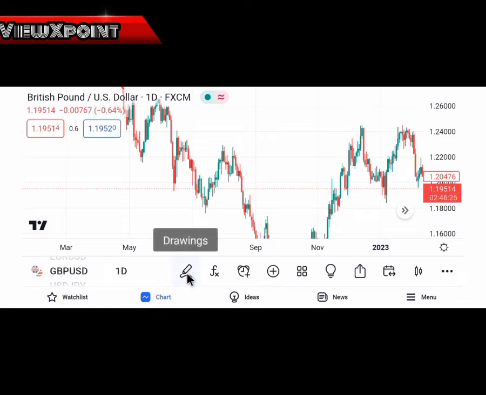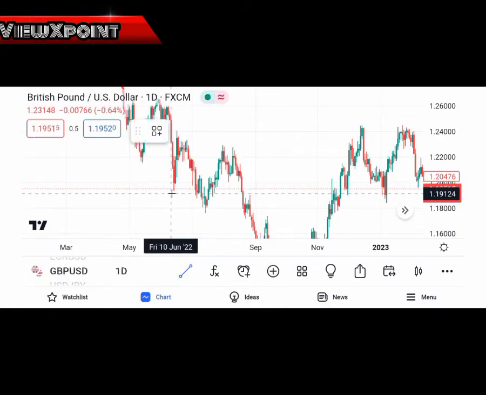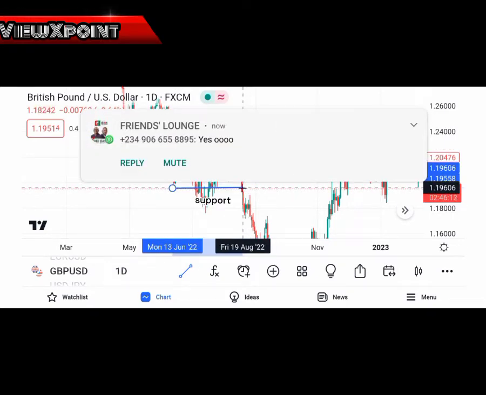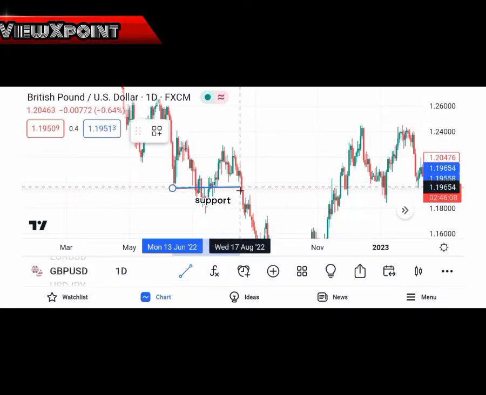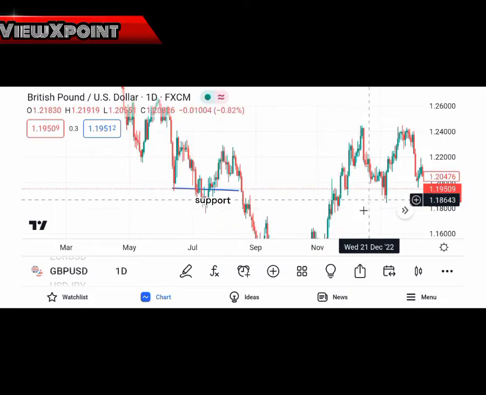So let's rule our lines. That doesn't mean you have to buy. So we have our support here. We have one of our supports there.